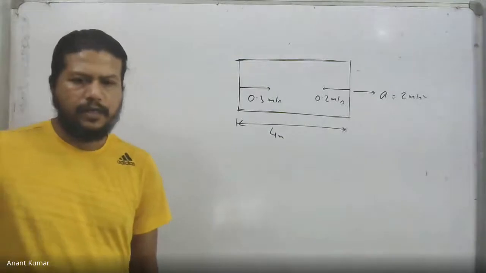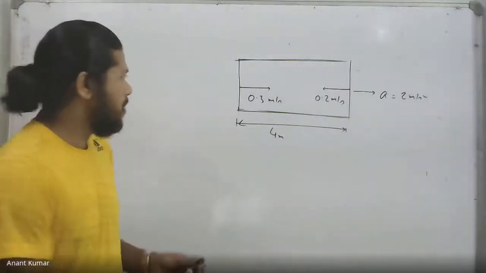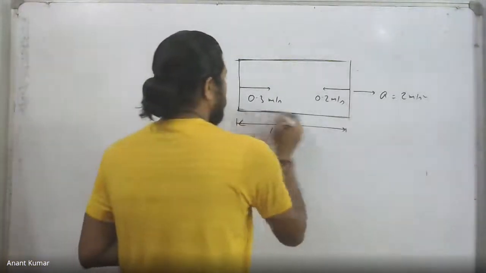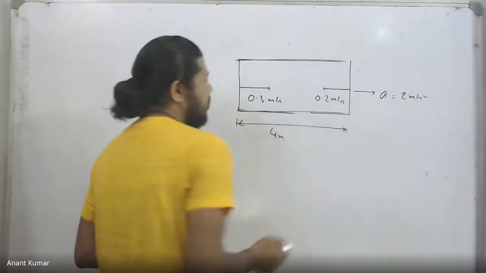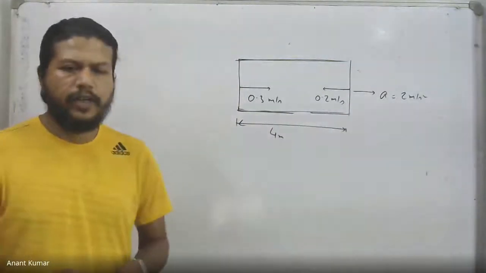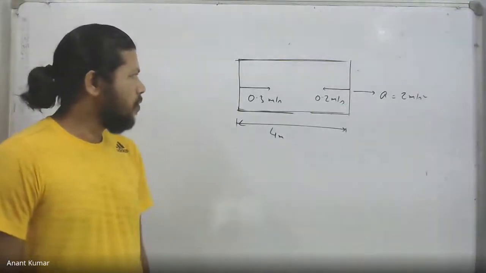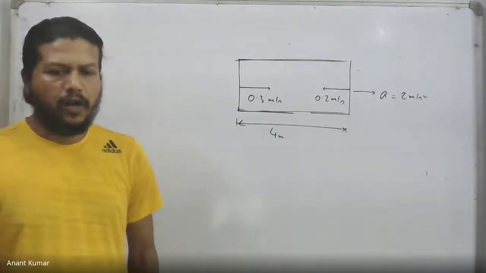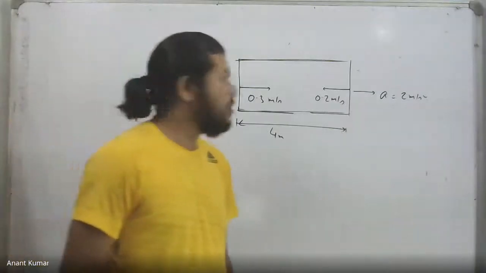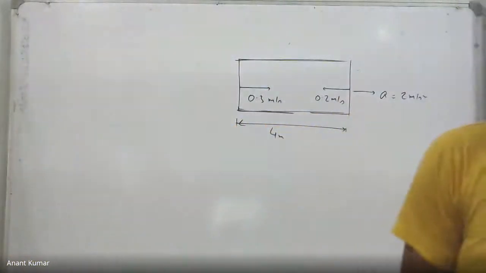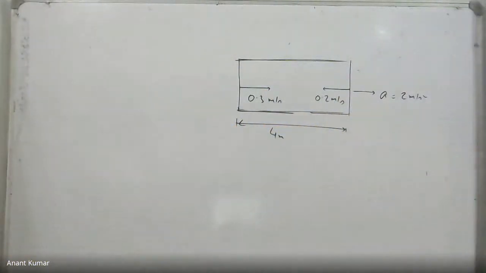The question has been sent in the group. You should see that. If you're not able to see it, let me repeat. There's a rocket moving in free space. This is the inside chamber of the rocket. Its length is 4 meters. In any case, the acceleration is 2 meters per second square towards the right.